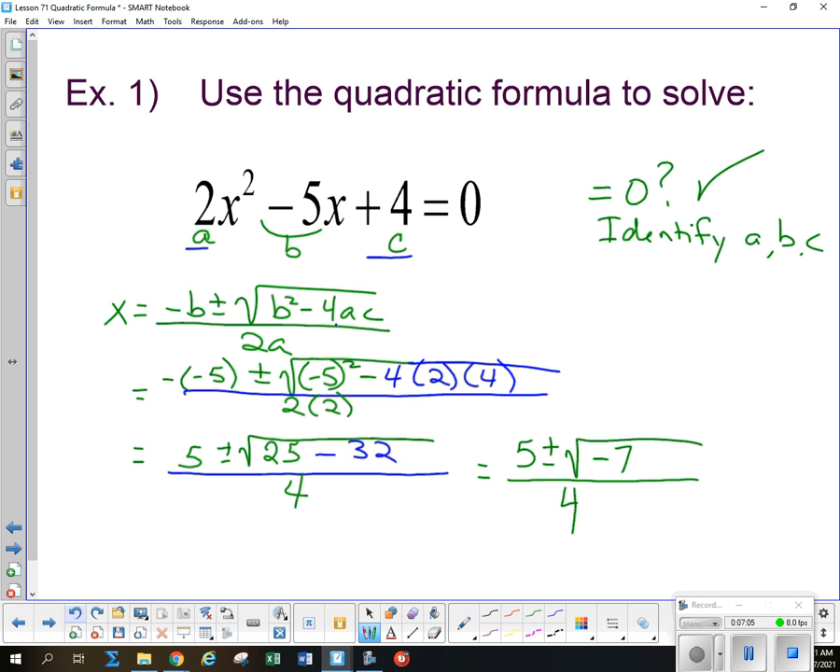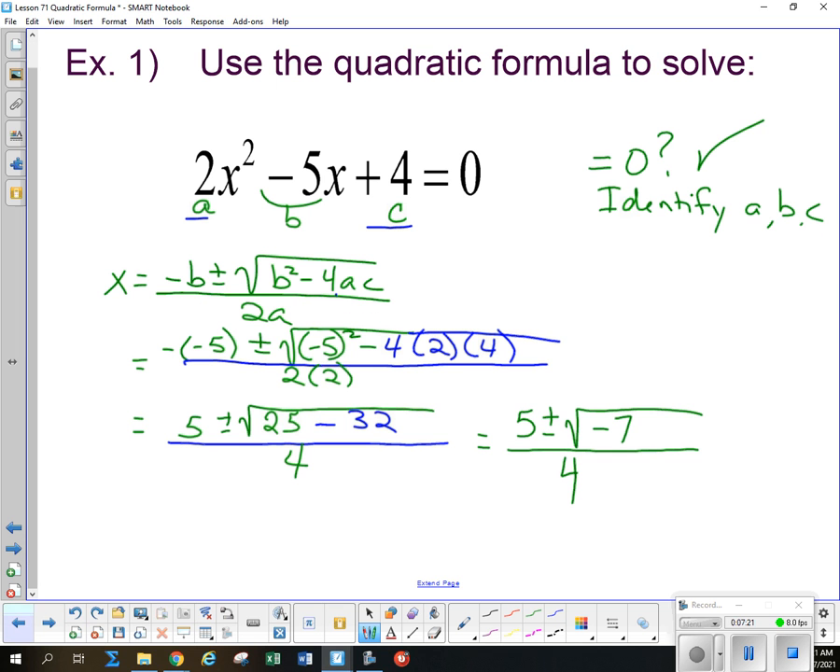What happens when I have a square root of a negative? Ryan, what happens with a square root of a negative? You have to use i. This needs to become imaginary. So what I have is 5 plus or minus the square root of positive 7 times i, all over 4.